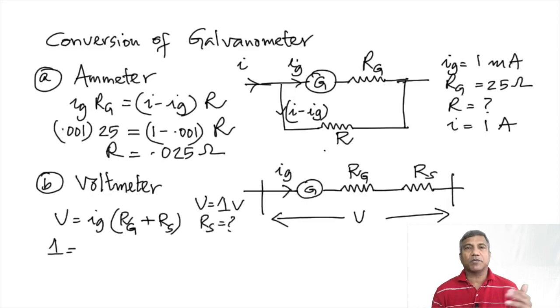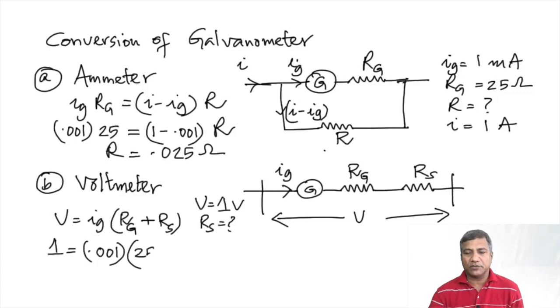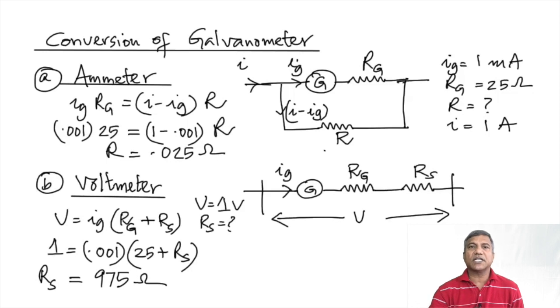And so if you want to measure up to 1 volt, again it's the same galvanometer as before, so Ig and Rg are the same. And then we can find out Rs. So that comes out to be 975 ohms. So you see that's a real big resistance to be connected in series to convert it into a voltmeter, as opposed to a small resistance connected in parallel to change it into an ammeter.